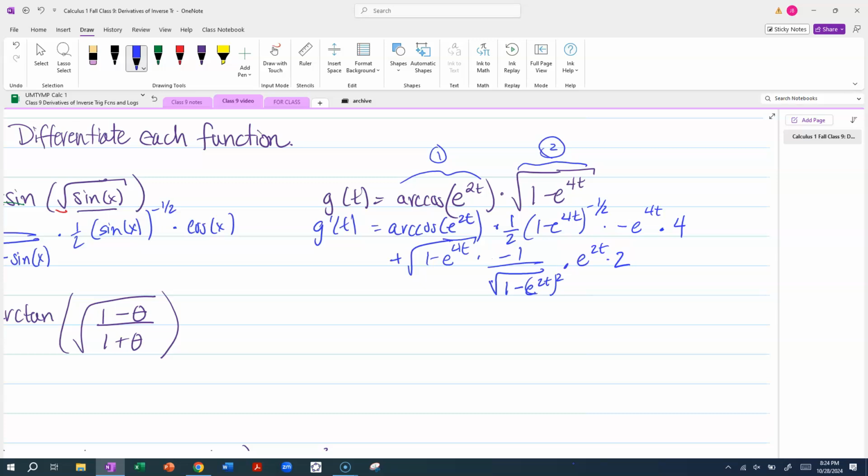All right. And if you want to simplify that, you sure can. I'm just going to leave it as a garbled mess.